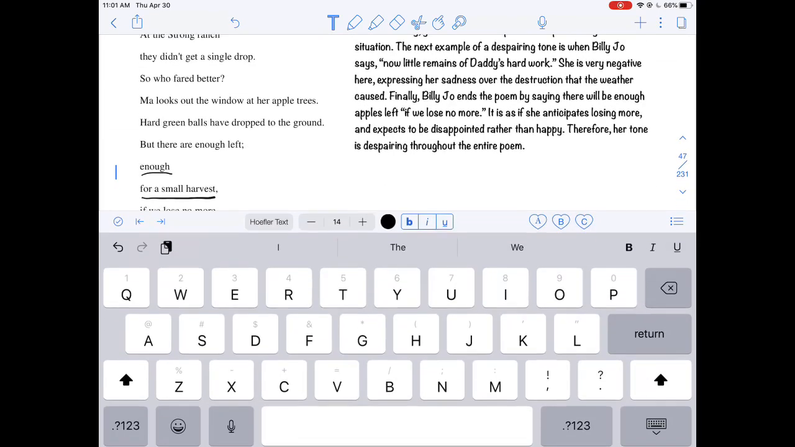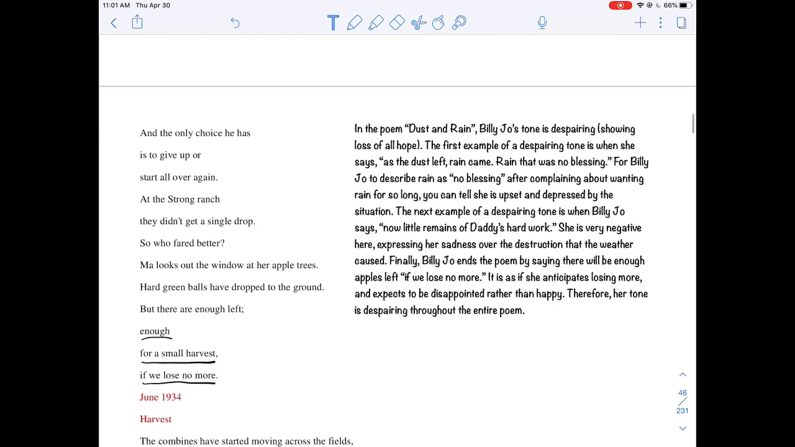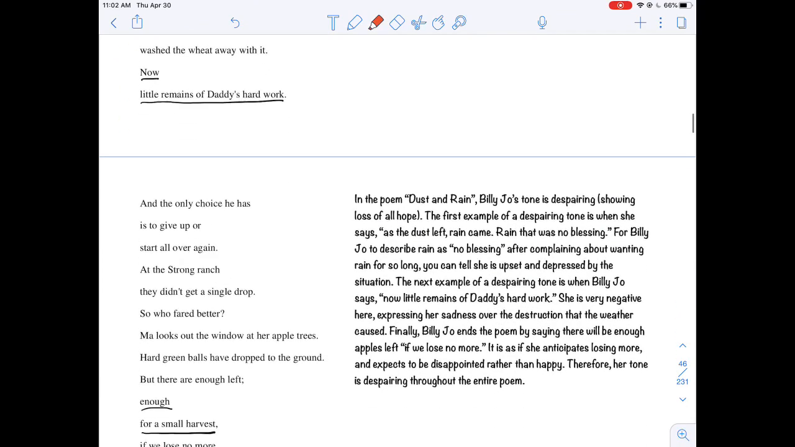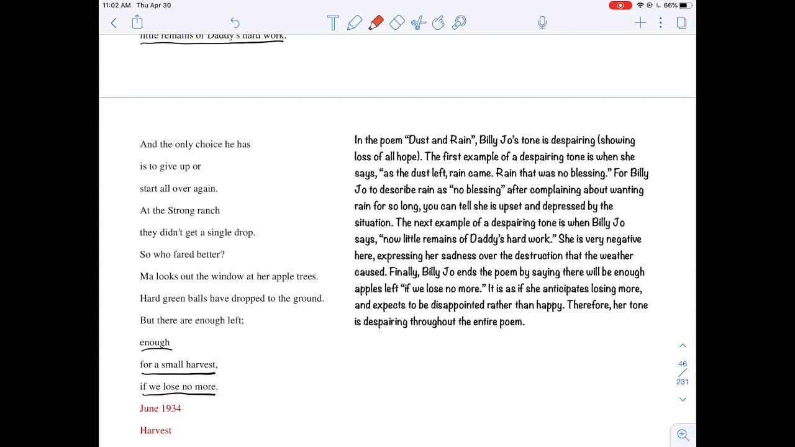The first example of a despairing tone is when she says, "As the dust left, rain came, rain that was no blessing." That's taken straight from the first example that I chose. It's not enough to just state the example. You have to go further and explain how that proves your claim about the tone. So I say, for Billy Joe to describe rain as no blessing after complaining about wanting rain for so long, you can tell she's upset and depressed by the situation. I'm going further with explaining why it's despairing and using different words to express that.